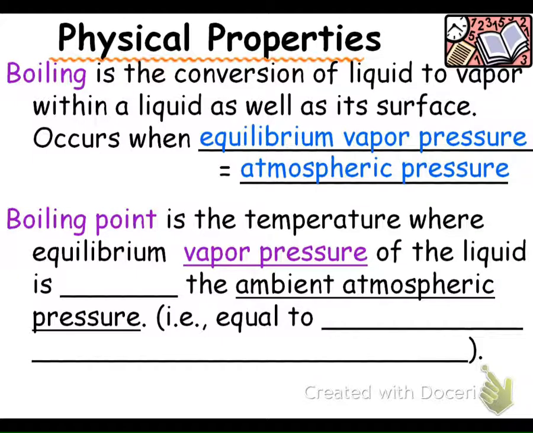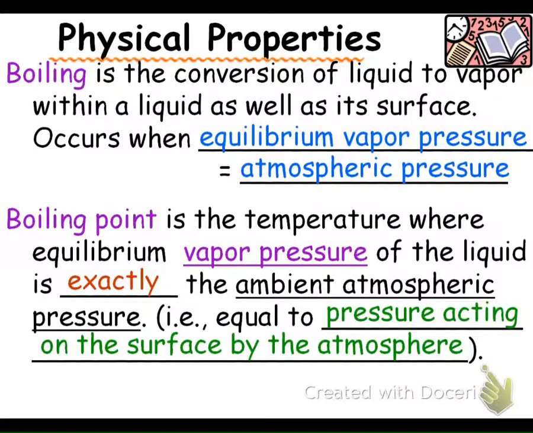Boiling occurs when the equilibrium vapor pressure is equal to the atmospheric pressure. Boiling point is the temperature where the equilibrium vapor pressure of the liquid is exactly the ambient atmospheric pressure. So essentially, it's equal to the pressure acting on the surface by the atmosphere.